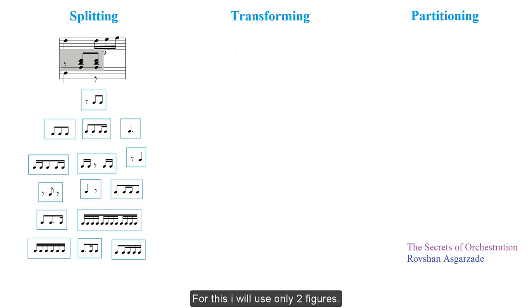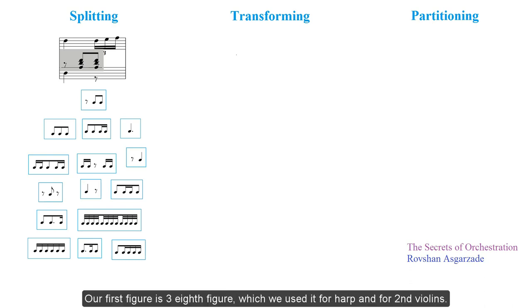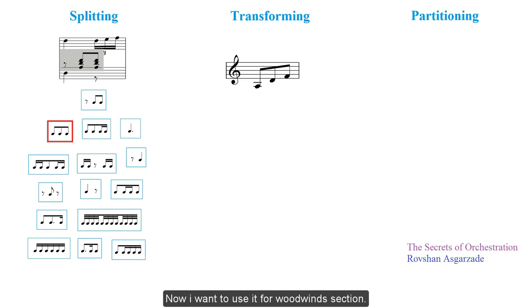For this, I will use only two figures. Let's start from the first. Our first figure is the 3/8 figure, which we used for harp and for second violins. Now I want to use it for the woodwind section. Of course, we can give this figure to each instrument, but I don't prefer to use doubling if I have a chance to transform it. Let's follow me.